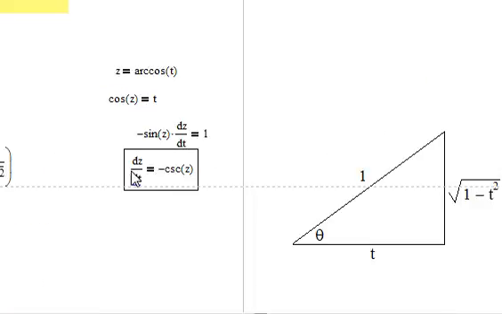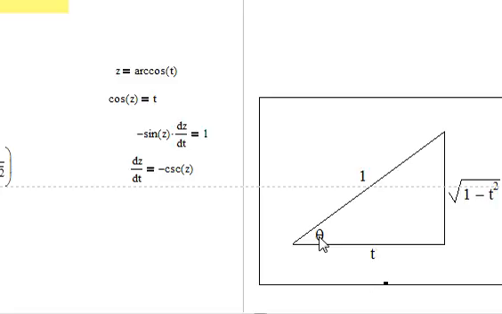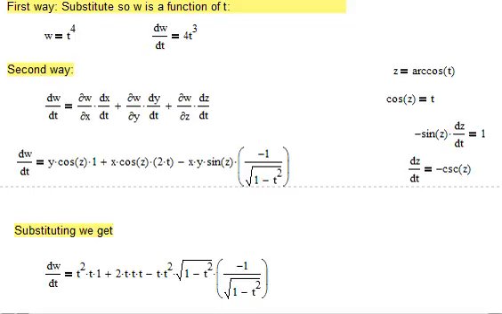For my sidebar here, since dz/dt equals negative cosecant of z, and we know that cosine of z equals t, so actually I wrote a theta here. I guess I probably should have written a z. Cosine of this angle z is t, so that's t over 1, but that means the opposite side would be the square root of 1 minus t squared. So therefore the cosecant of this angle, I know I called it theta, I should have called it z, but I'm not going to fix that now. The cosecant of z is hypotenuse over opposite, and it says take the negative of that, so it's negative 1 over the square root of 1 minus t squared. So that's where this came from.